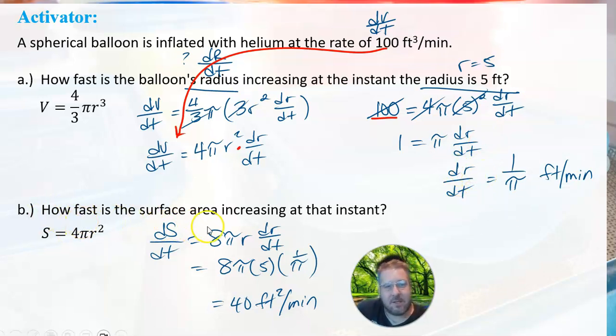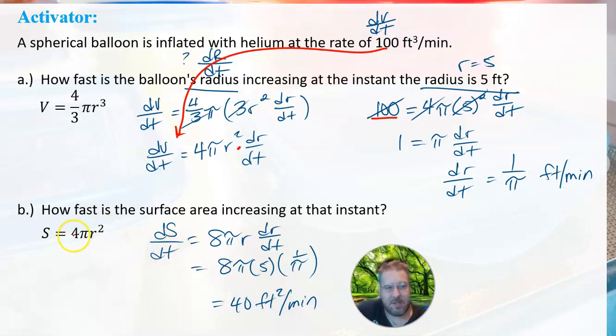Second question says, how fast is the surface area increasing? So once again, they're giving you the formula here, which won't always happen. That's nice. Find the derivative of both sides using your implicit differentiation. You're doing everything with respect to time. So this is dS/dt, derivative of S with respect to time.